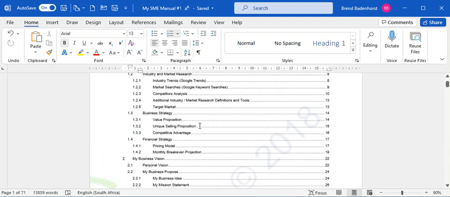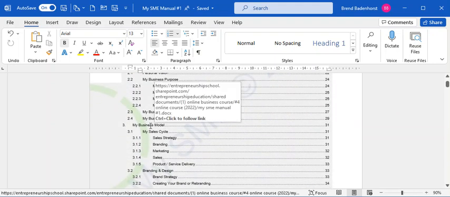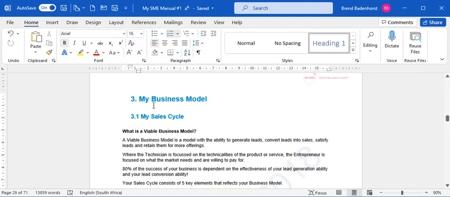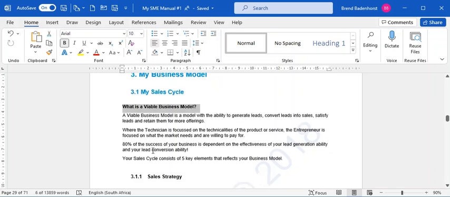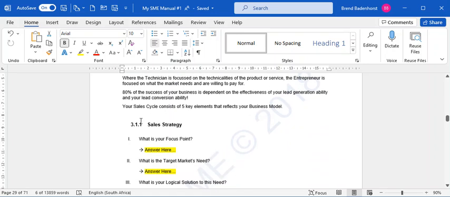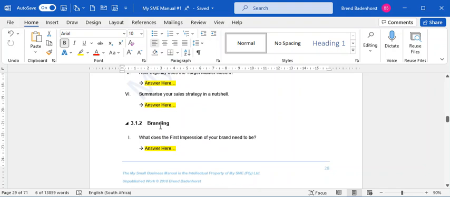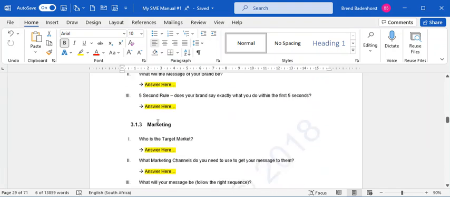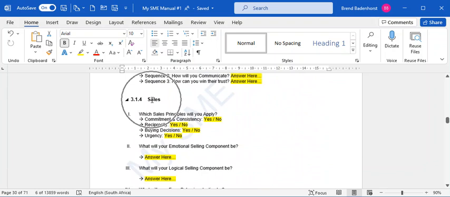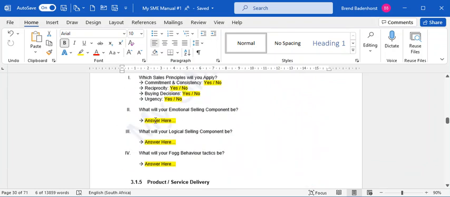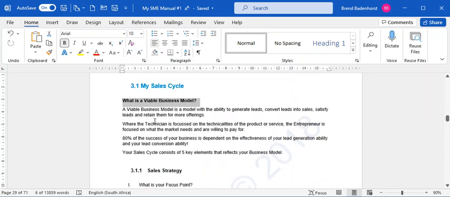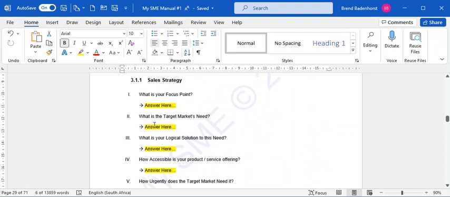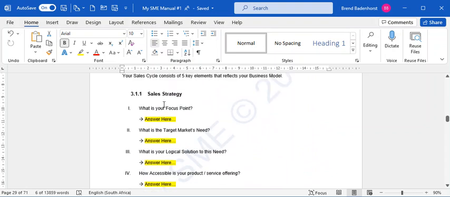We're going to scroll down to section number 3, which is My Business Model. Under My Business Model, I have a brief explanation of what a viable business model is. You can read through that if there are any further questions. Then we've got the sales strategy, number 1, the branding, number 2, marketing at 3, sales at 4, and number 5, product service delivery. We're going to continue with the example of the shoe shop I want to start, and let's get stuck in now with the sales strategy.